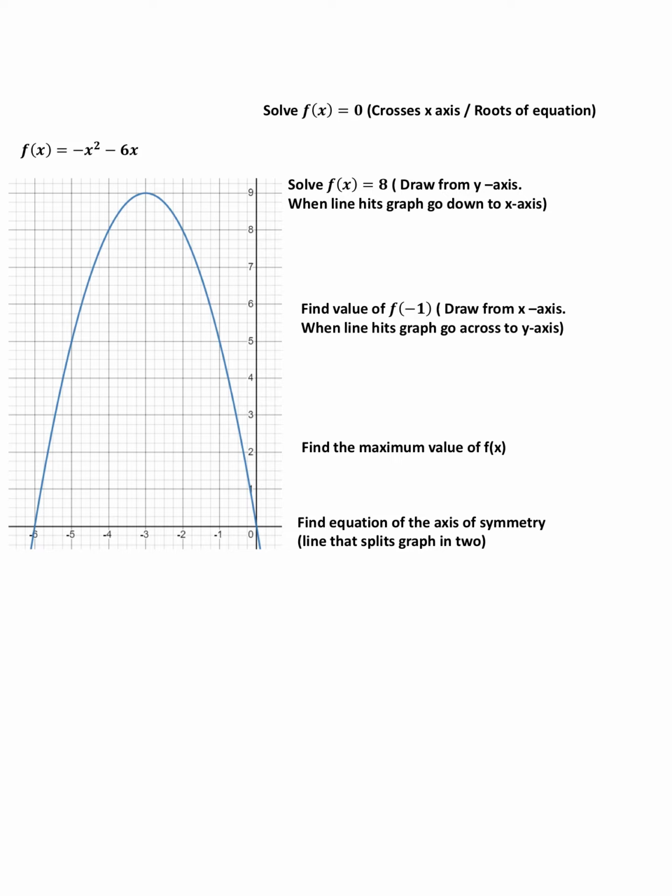So here we have a negative quadratic. f of x equals -x squared minus 6x. Solve f of x equal to 0. So this, as always, is where it crosses the x-axis. So we can see that this is -6 and 0.